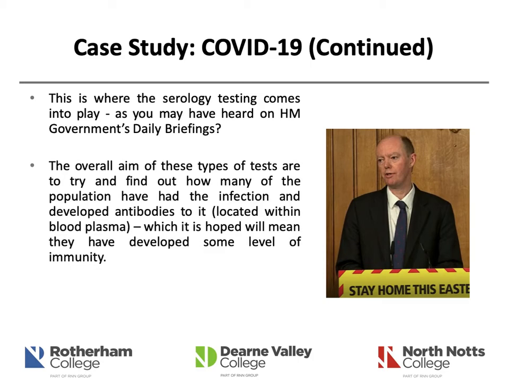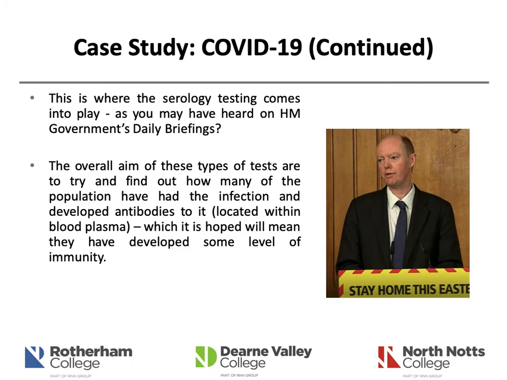Now, the overall aim of these types of tests is to try and find out, essentially speaking, have you had the infection by developing antibodies. Now, the overall aim in epidemiology is trying to find out in a much larger population, to try and prevent an outbreak from either reoccurring or to ultimately prevent the spread of it, which is why we're all currently socially distancing at the minute to try and reduce the spread.